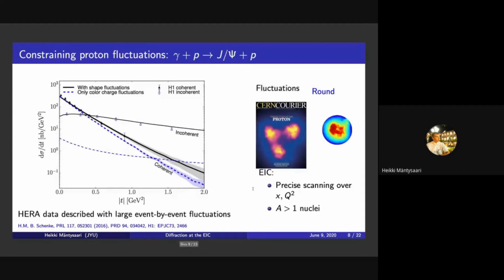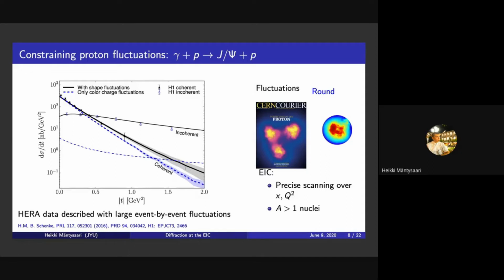So as you can guess, I now have 2 data sets that are sensitive to, on one hand, the average shape, and on the other hand, the amount of fluctuations. Then I can constrain these 2 parameters that go into the distribution of hotspots to constrain the event-by-event fluctuations of the proton structure at small x. So on the left-hand side now, the solid lines are what we get by adjusting the fluctuating proton shape parameters to get the best fit scenario.